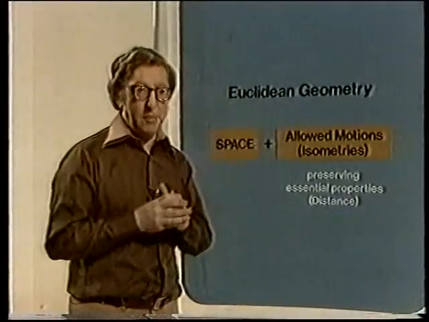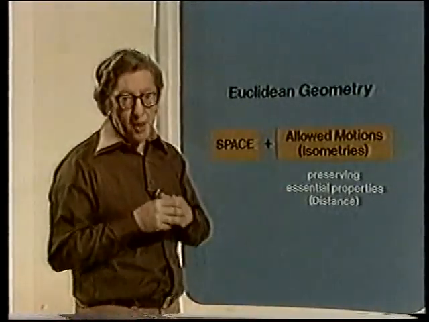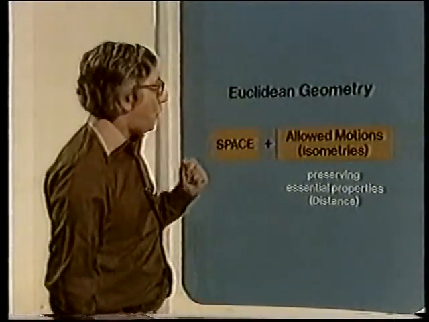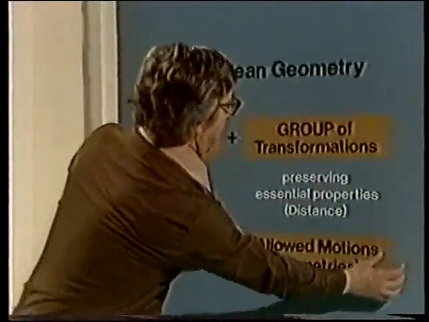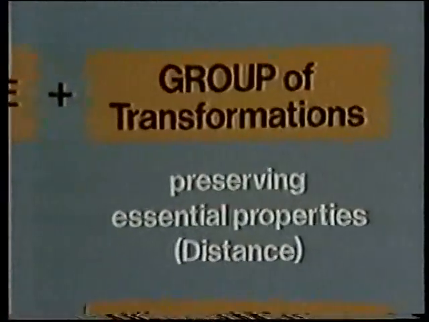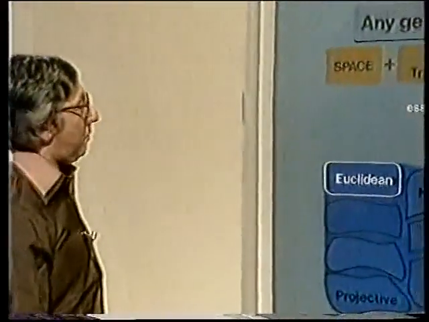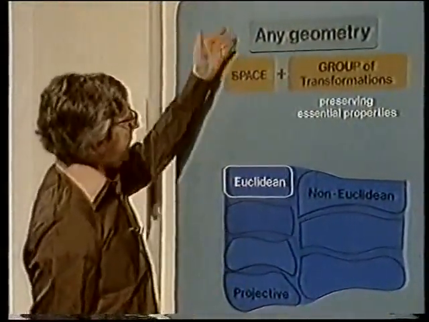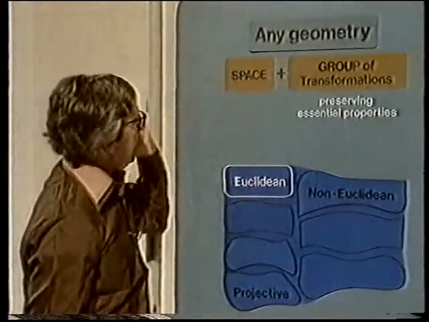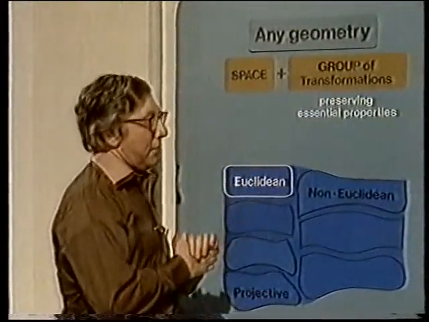Well, this unified approach is due to a 19th century mathematician called Felix Klein. He noticed that this collection formed a well-defined mathematical object. In fact, it formed a group of transformations. And using this idea, he was able to achieve a unification of geometry by saying that any geometry, now not just R2, any geometry consisted of a space plus a group of transformations which preserve essential properties.